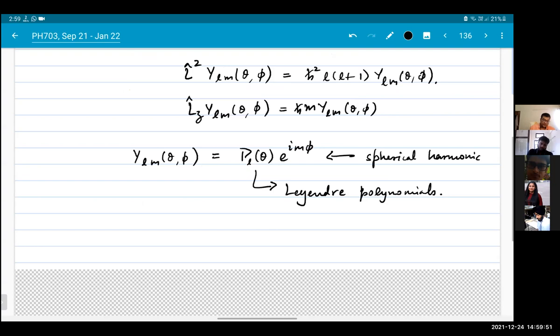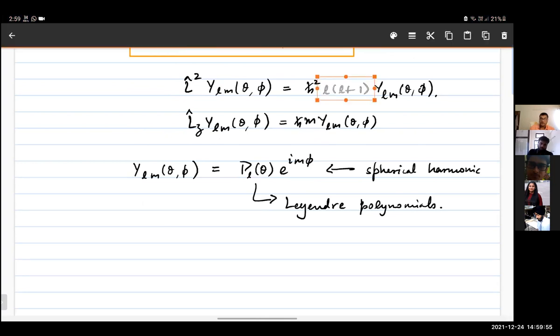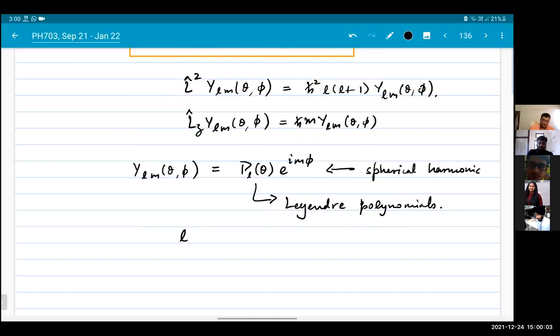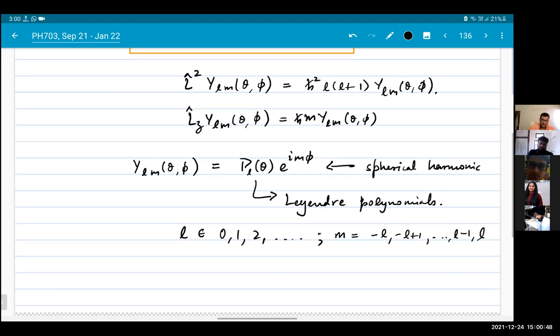What is the eigenvalue of L square? It looks like l times (l plus 1). And what are the possible values of l? l has to be a non-negative integer: 0, 1, 2, and so on. Once you fix the value of l, this fixes the value of m also. So m goes from minus l, to minus l plus 1, in steps of 1, up to l minus 1, and then l. These are the eigenstates of angular momentum.